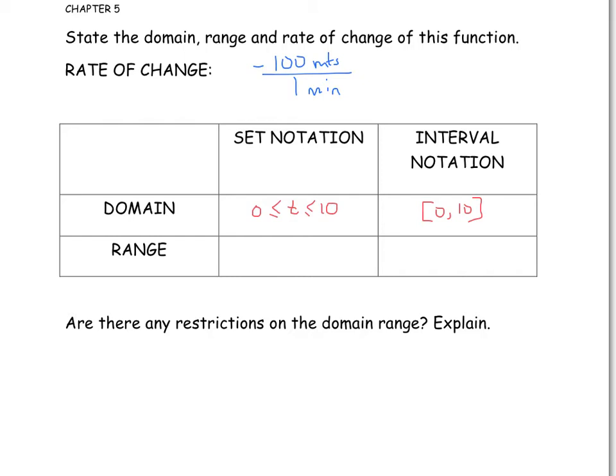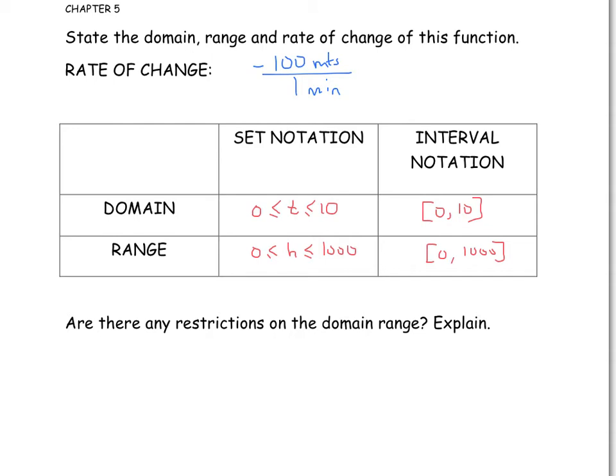Okay, for your range, the range would be all the possible values of the height. So the height would have traveled anywhere between 0, that's when the plane landed, and 1,000 meters, where the plane started at its highest point. All right, in interval notation, again, this would be 0 to 1,000.